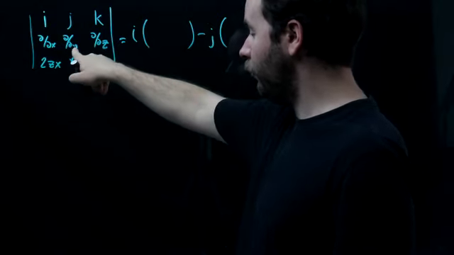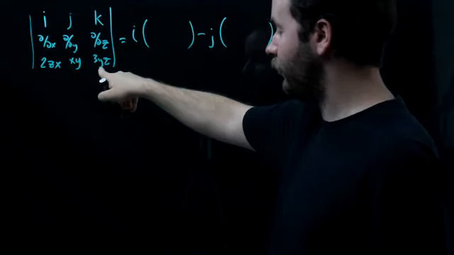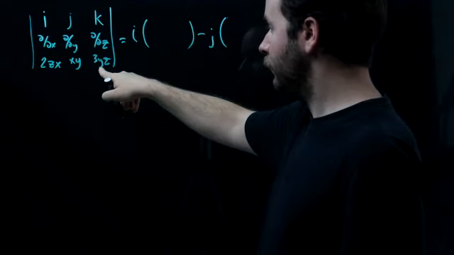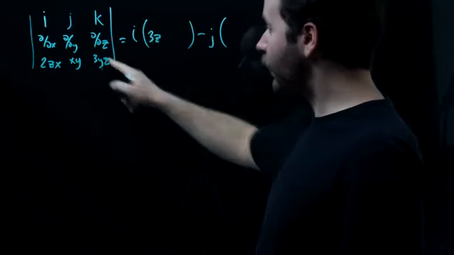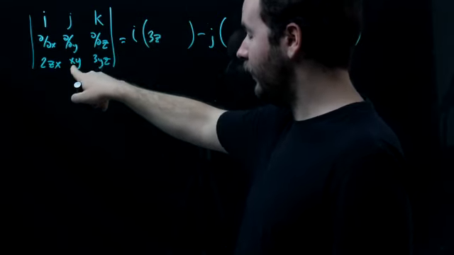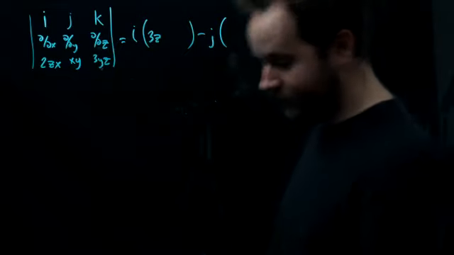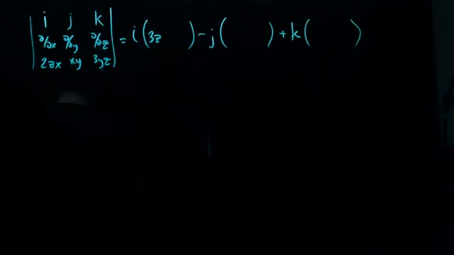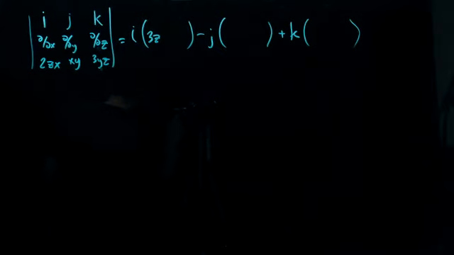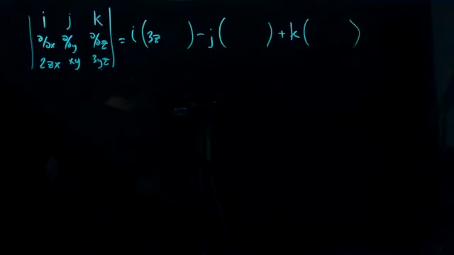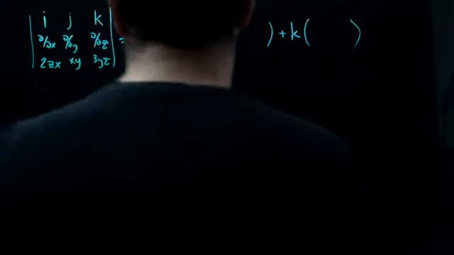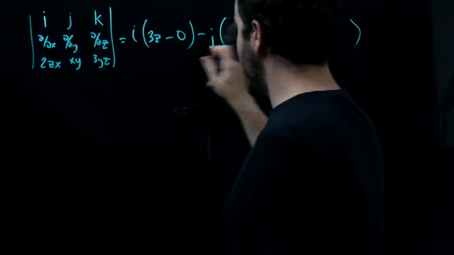When you go to compute this 2 by 2 determinant, you say partial derivative of 3yz with respect to y. So what is the partial derivative of 3yz with respect to y? 3z. 3z, good. Then you say minus the partial derivative of this guy, the xy, with respect to z. What's the partial derivative of xy with respect to z? 0. Yes, 0. Good. Minus 0. Good. Okay, the minus j, we move over to j.